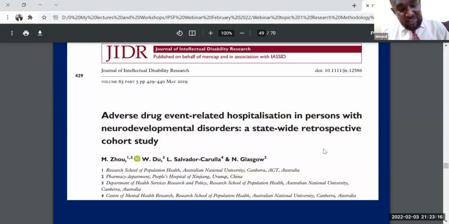If the latency period between exposure and development of outcome is long, we need to follow up for a long time. It can be 20 years, 30 years, and so on.